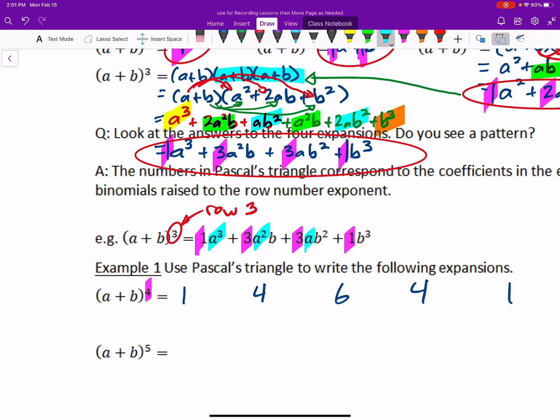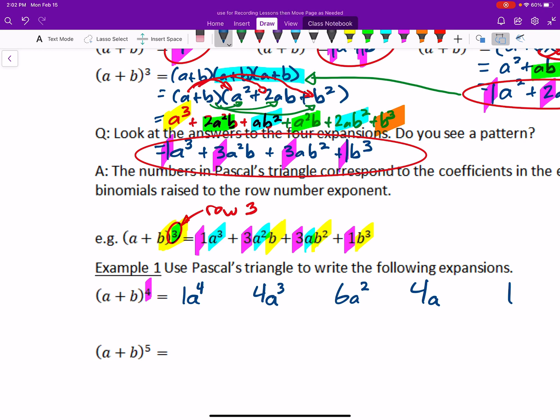And a cubed matched up with the 3 of row 3. So it seems like if I start with a and whatever my exponent is, in this case it's a 4, and then go down from there, a cubed, a squared, a, and then no a in the last one, then that should cover off my a's. And then as far as the b's go, there's no b in the first one, but then there's a b here, b squared, b cubed, and so it goes up to, again, the exponent on my original question.